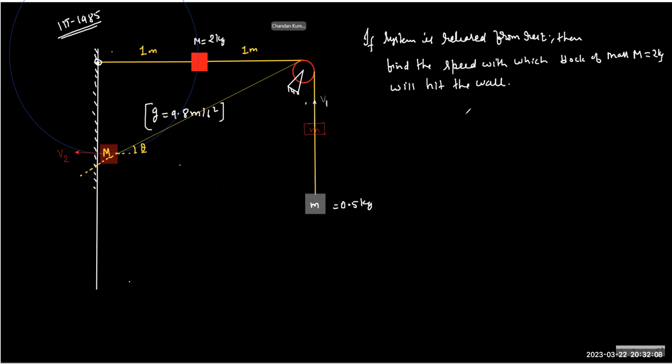Capital M and small m are connected by a single piece of string, isn't it? And the constraint simply says that along a single piece of string, the velocity component must be the same, right? So V2 cos theta must be equal to V1. So the constraint here is V2 cos theta is V1.